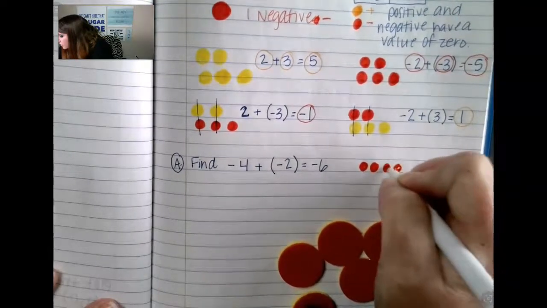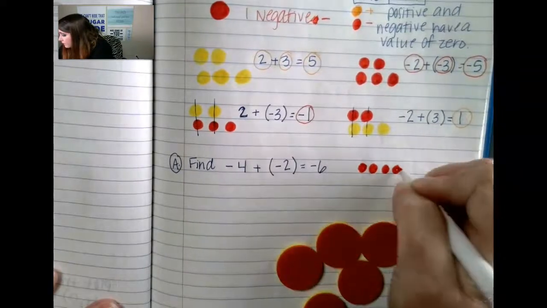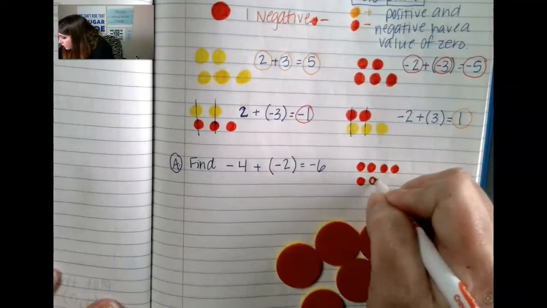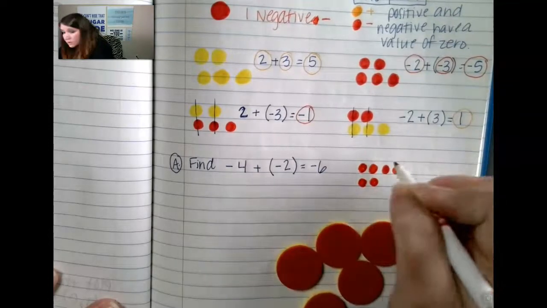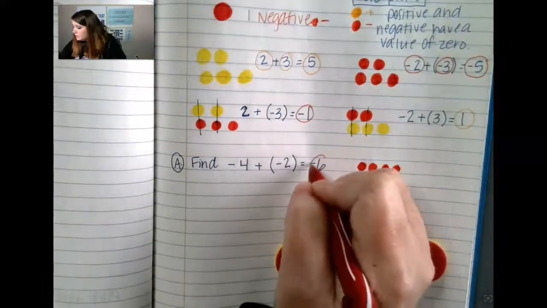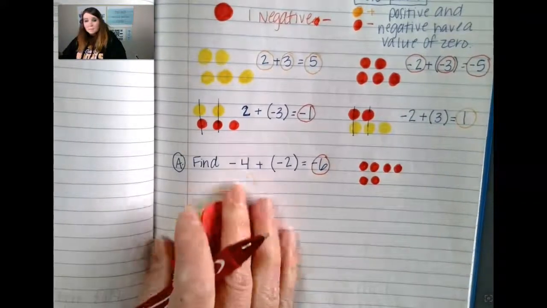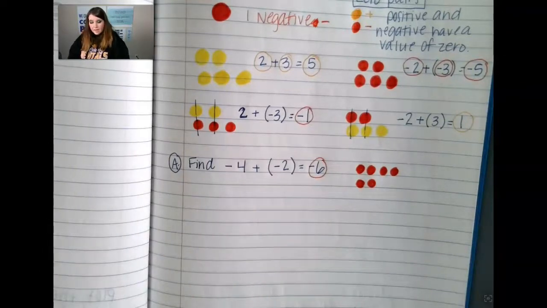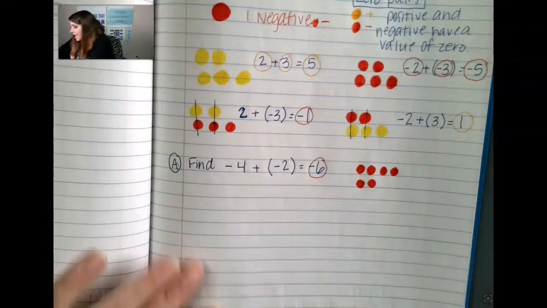And we can draw this out here to the side. So there's the first part, plus I want to add on 2 more that are negative, and I get a grand total of -6. Okay, let's model another one. Okay, so get those chips ready. This problem says to find 5 plus -10.